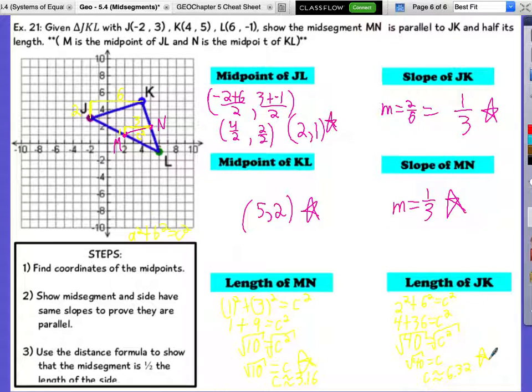So how do you know they're parallel? The slopes are the same. How do you know it's half length? Well, you can say 3.16 times 2 is 6.32. Questions on that?